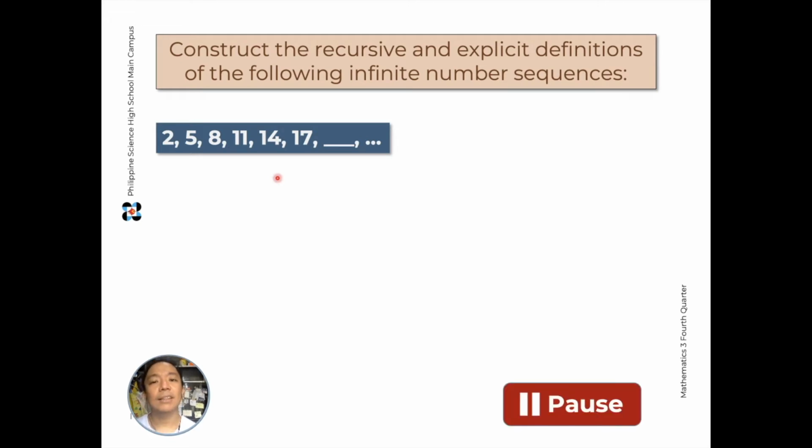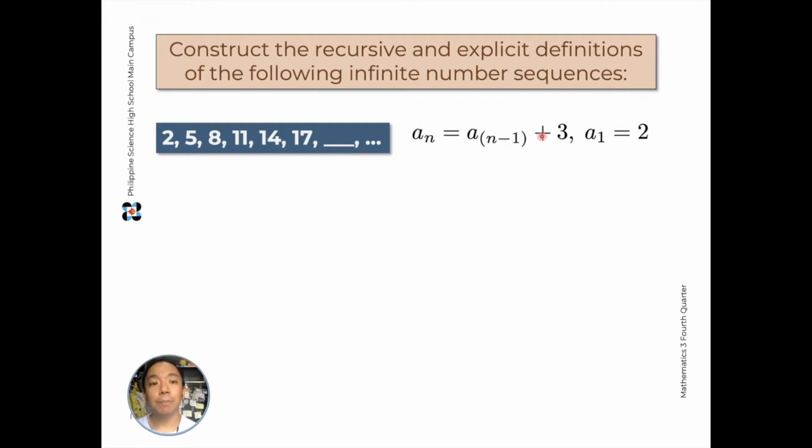Pause natin and try n'yong gawin sa notebooks. And we'll compare answers. So, I hope ginawa n'yo siya, and let's compare our answers. So, this would be the previous term plus 3 to get to the next term. And we specified that the first term is equal to 2. Ang ating explicit definition ay the nth term is just 3 times n, minus 1. So, to get to the 7th term, that is 3 times 7 minus 1, that's 20, which is what we were able to get earlier.